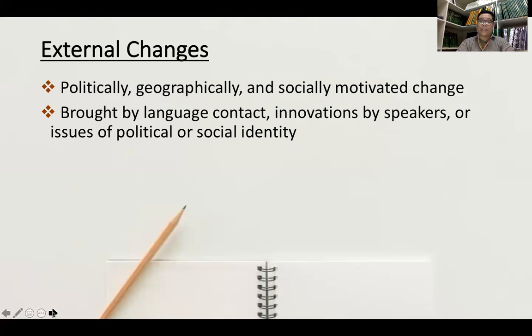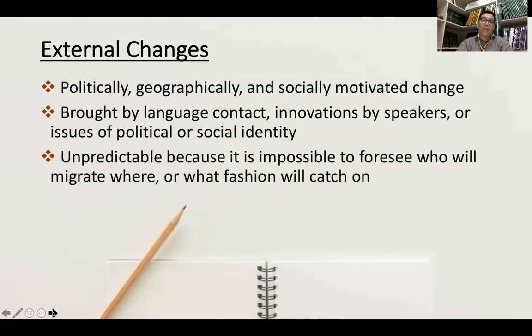Innovations of speakers, for example, coined terms, could have also contributed to these external changes. We also have the fact that external changes were unpredictable because it is impossible to foresee who will migrate where or what fashion will catch on, right? For example, when the Spaniards came into the Philippines, they brought not only their culture but also their language. And that significantly impacted the language used by the Filipinos.